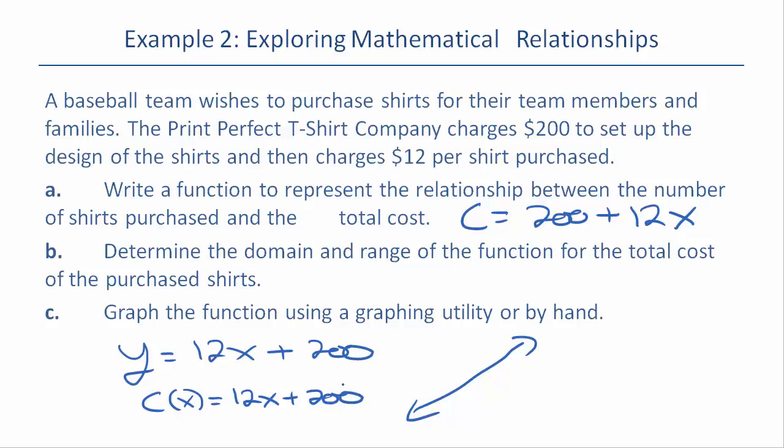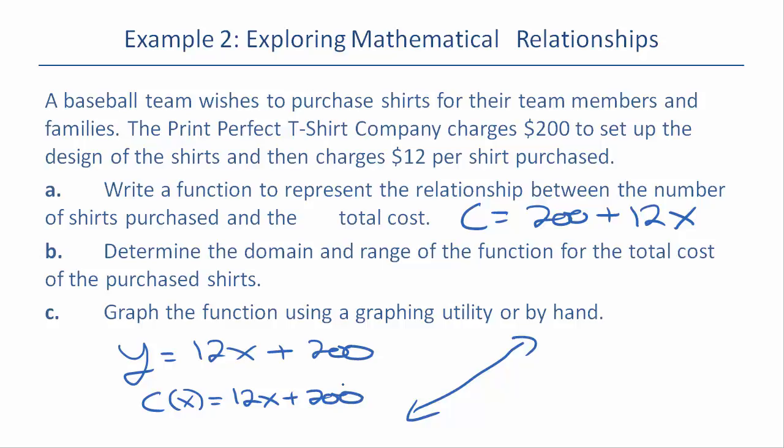Now, is the domain still all real numbers? And hopefully you're all saying no, because the input variable is x, and x represents the number of shirts purchased. Can you purchase -3 shirts? No. Can you purchase -1/2? No. In fact, can you purchase 3.5 shirts? No. So not only can the domain not be negative, it also can't be fractions, right? It's only going to be whole numbers, integers. Could it be 0? Yeah, absolutely.